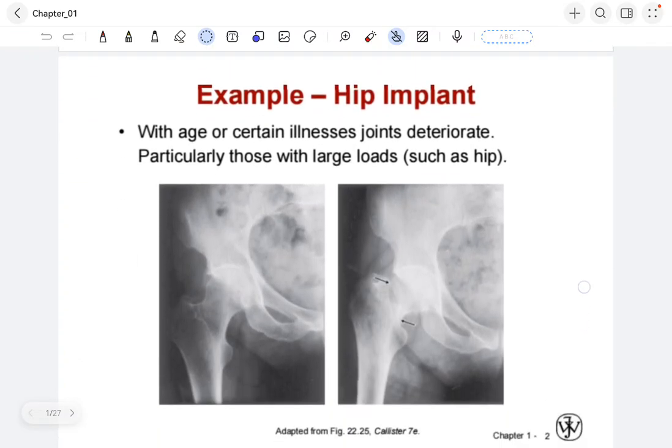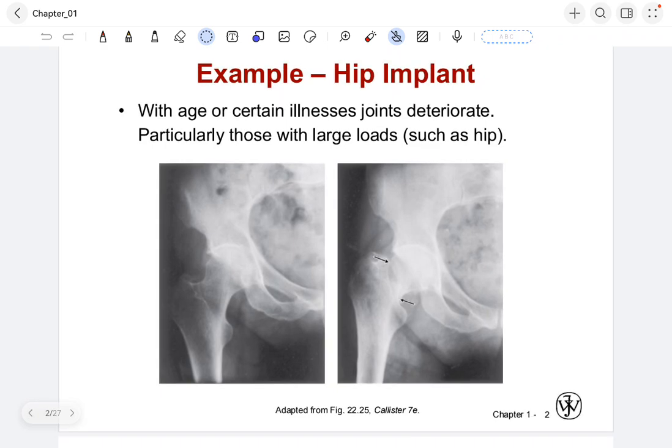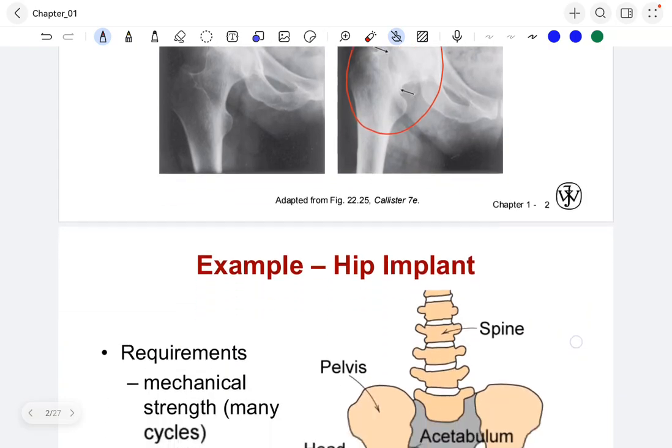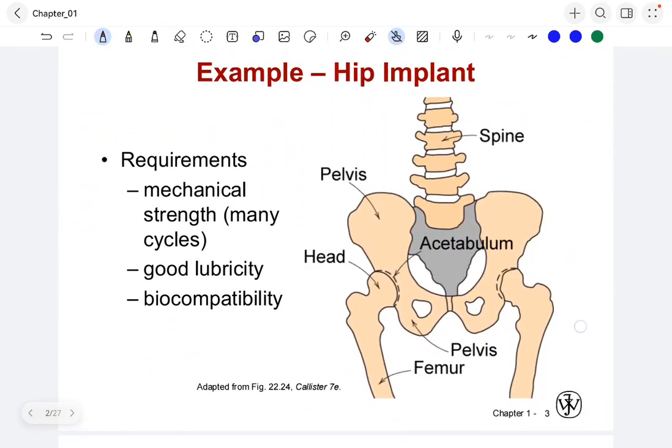Now, as we know, with age or certain illness, joints deteriorate, in particular those with large loads, such as the hips. And as you can see in those X-rays, in that particular area you can see the deterioration that could happen over time, and that could come with age as one of the contributing factors.